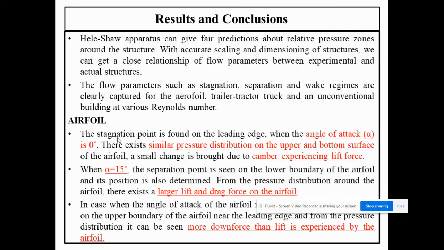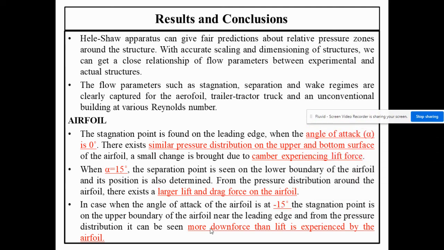And we said that the stagnation point is found on the leading edge, and the angle of attack is 0. Similar pressure distribution on the upper and lower surfaces. Due to camber, there is a small amount of lift force because there is a small difference in the pressure. And when 15 degrees is the angle of attack, larger lift we have seen, and when minus 15 degrees, the stagnation is moved to the upper boundary, and that's why you have more downforce than lift.